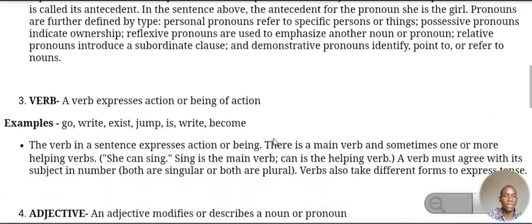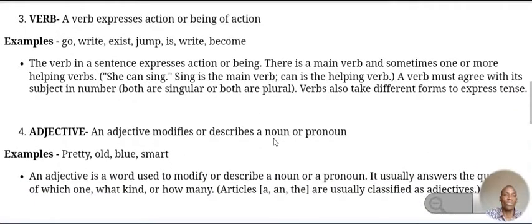And part of speech number 3, we have verb. A verb expresses action or being. It means that it expresses an action taking place. Examples of verbs: go, write, exist, jump, is, we, and become. A verb is said to express action or being. There is a main verb and sometimes one or more helping verbs.